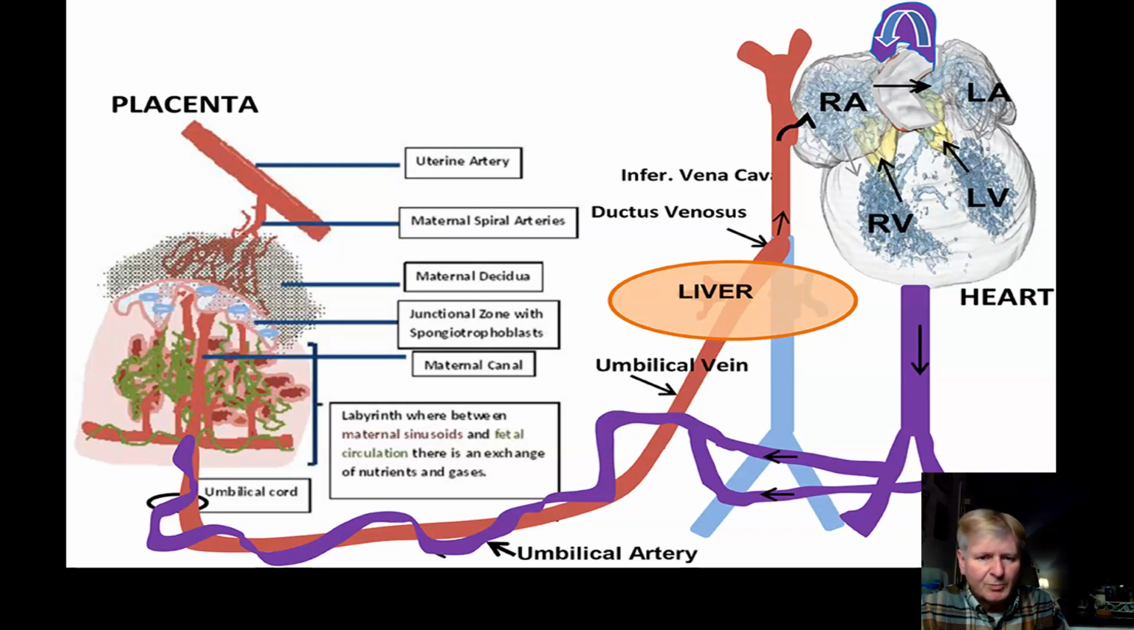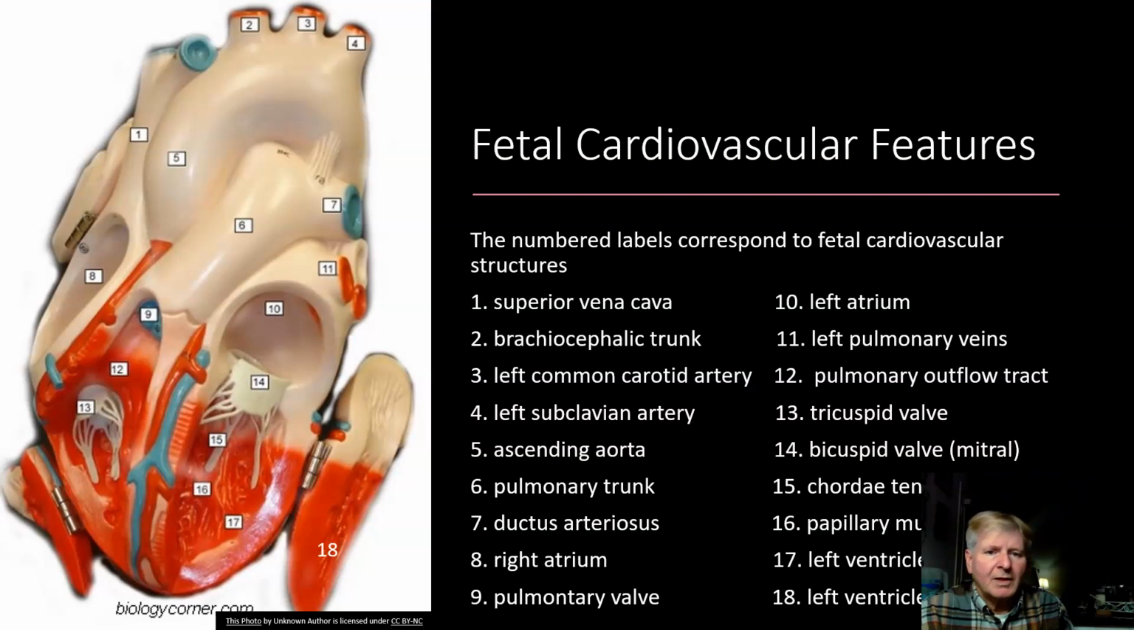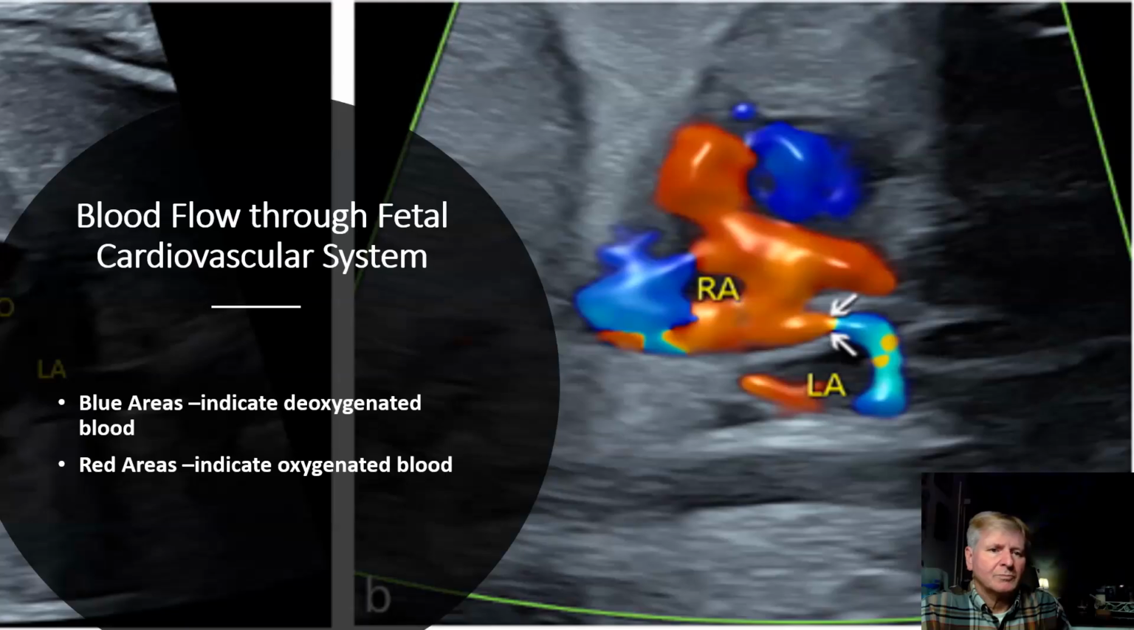Remember, the oxygenation process occurs in the placenta at the chorionic villi, because the lungs are not operational in the fetal circulation. So here's your direction of blood flow in the fetal cardiovascular system, as you can see by the numbers. And these numbered labels correspond to the fetal cardiovascular structures. And here's an echocardiogram showing you the blood flow through the fetal cardiovascular system. The blue areas indicate deoxygenated blood, and the red areas indicate oxygenated blood.